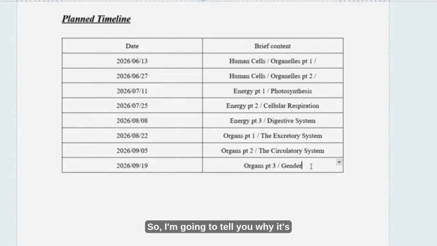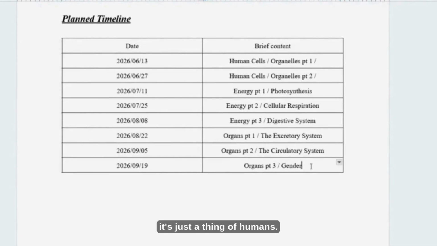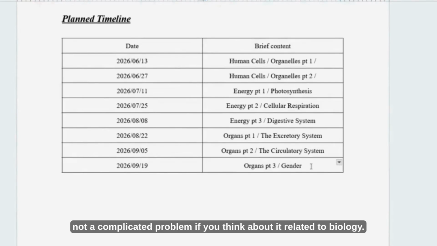So I'm going to tell you why it's a bad idea to harass and discriminate against people just based on how they choose to express themselves. And we're going to try relating that to biology and how not everything is always in the binary, but it's just a thing of humans. It exists. People exist. Gender exists. It's not a complicated problem if you think about it related to biology.